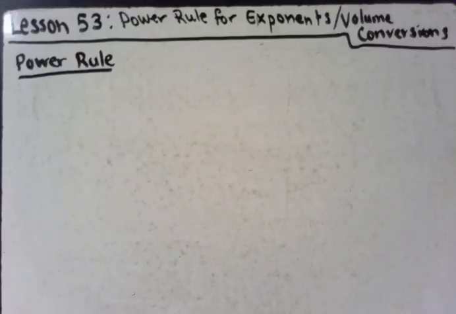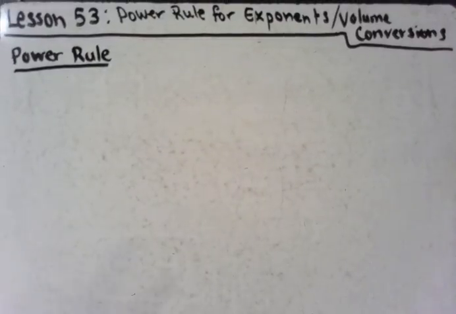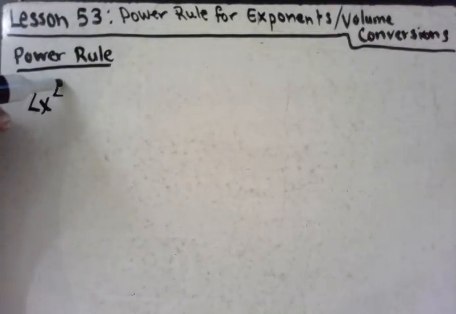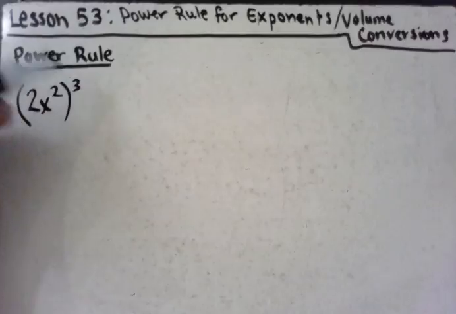So this is lesson 53 for Algebra 1, and we're going to talk about the power rule for exponents as well as volume conversions. So let's start with the power rule. The power rule applies when you have a power to a power. So for example, if I have 2x squared and it's taken to the third power.